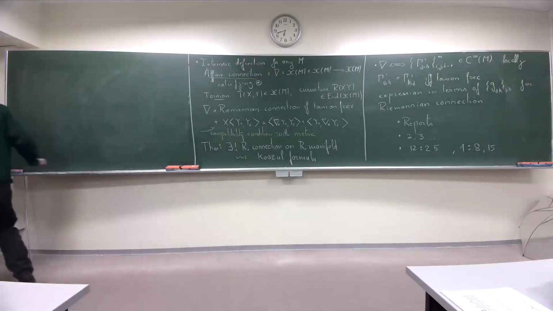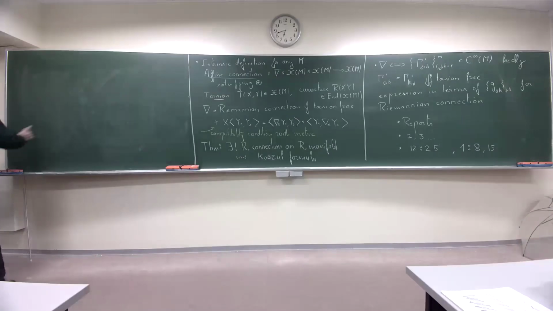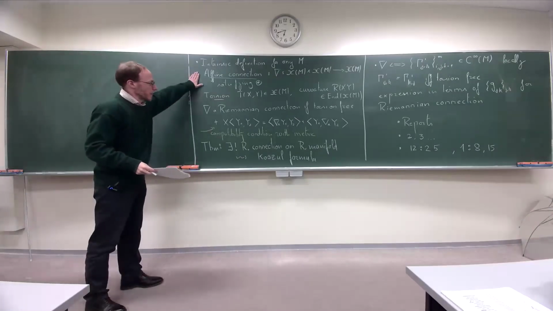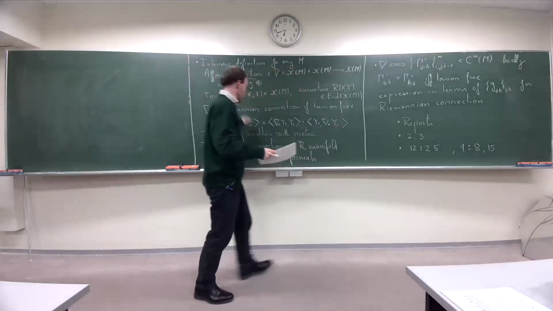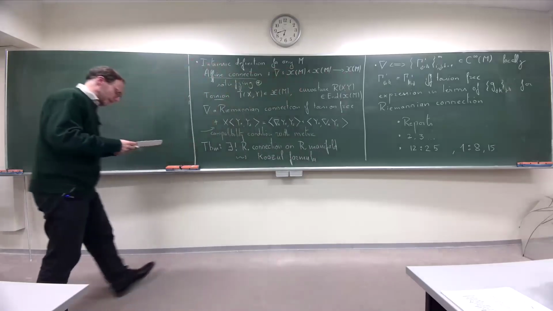So let's continue. What I want to introduce now is what's the use of this connection. So remember, a connection takes two vector fields and sends them to a vector field, and it has some properties.